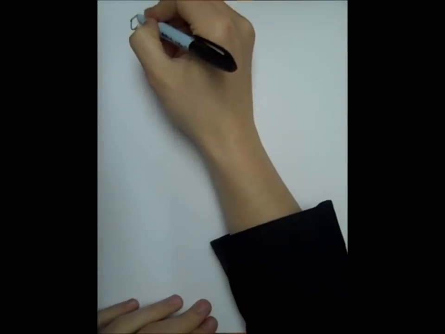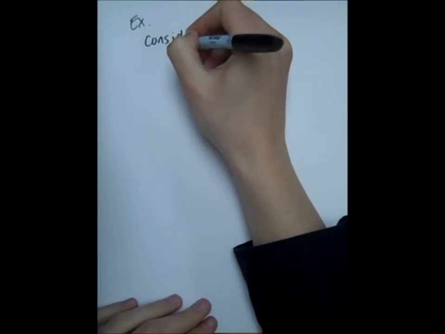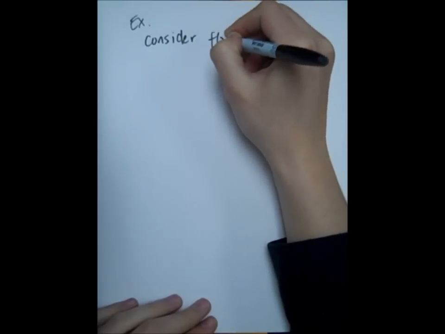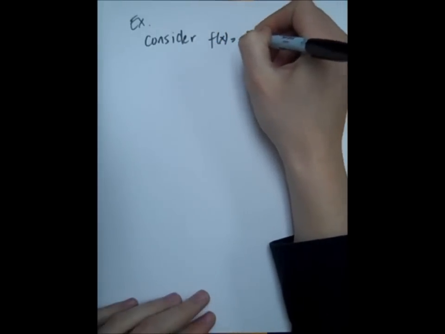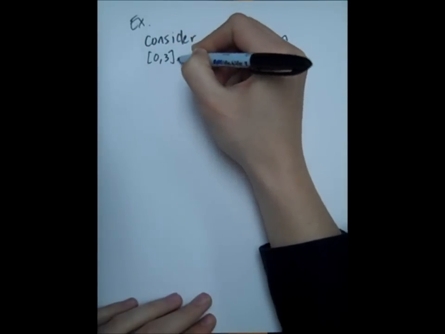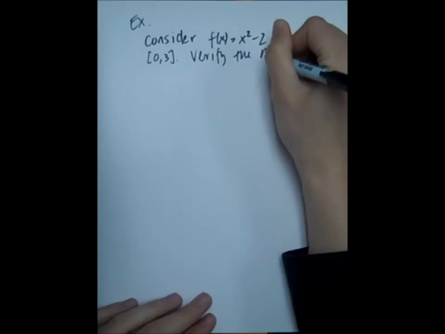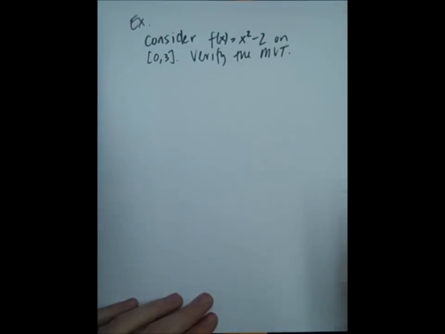So for example, let's consider f of x is x squared minus 2 on the closed interval from 0 to 3. Let's verify the mean value theorem on this interval.